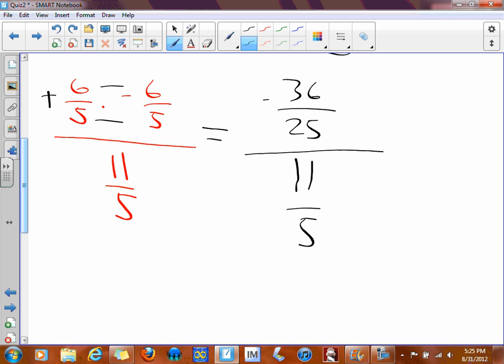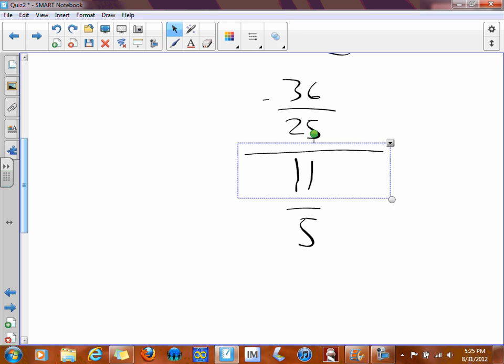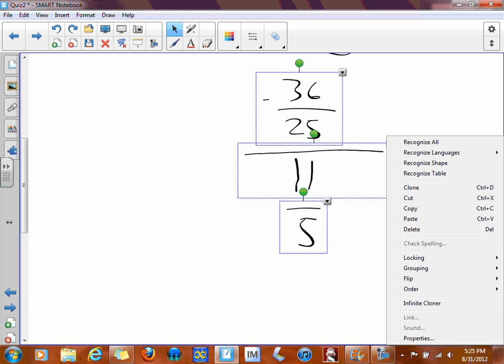All right, now we have division. Division with two fractions. How do you divide a fraction by a fraction? This is a fraction rule.